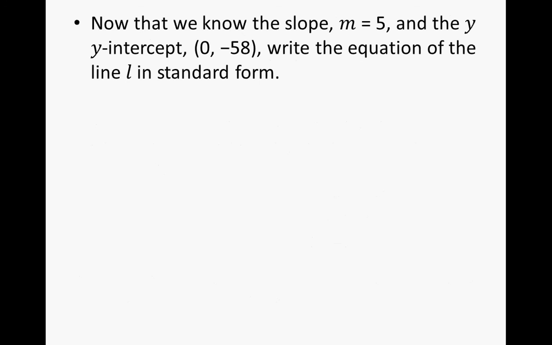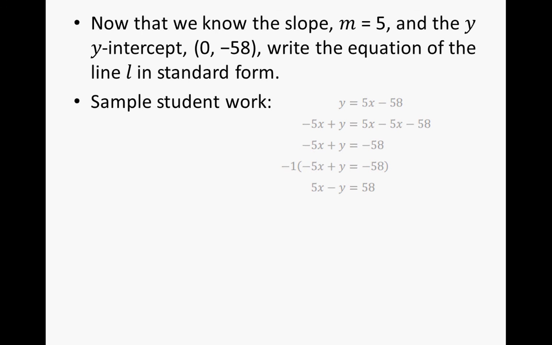So now that we know the slope is m equals 5 and the y-intercept is (0, -58), write the equation of the line in standard form. So again, here's some sample work. If y is equal to 5x minus 58, since we don't have any fractions, we can just go ahead and move the x term over to the left-hand side by subtracting it.